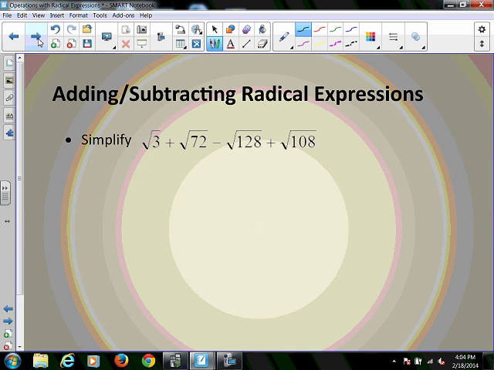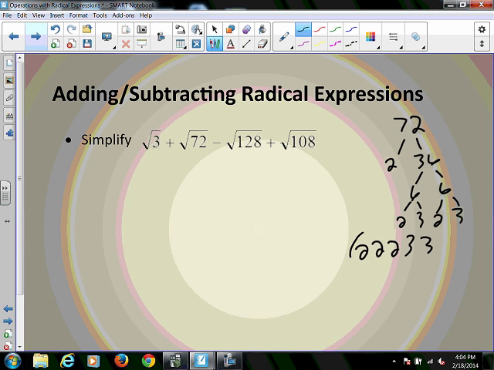Let's look at this problem. Can't simplify the square root of 3. 72. We're going to tree that. So we have 3 2s, a 3, and 2 3s. Group of 2 and a group of 3, so that's 6 times the square root of 2.